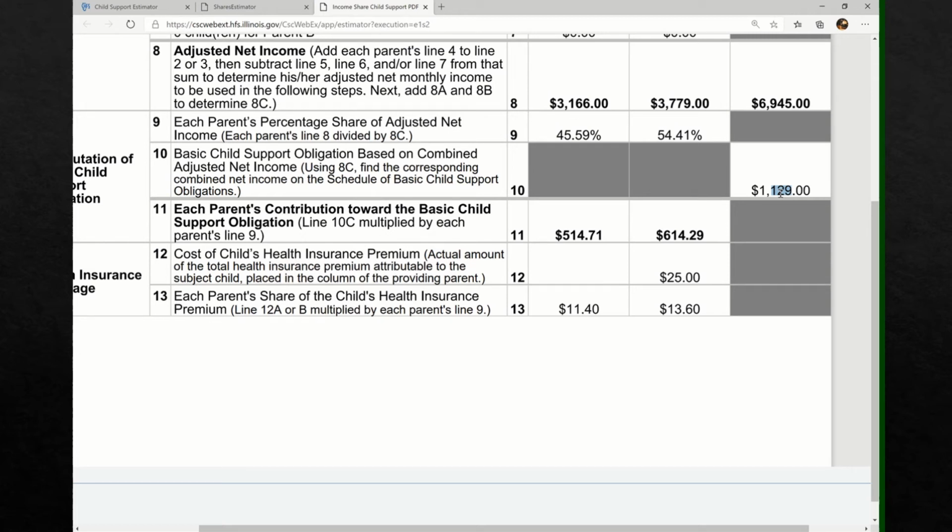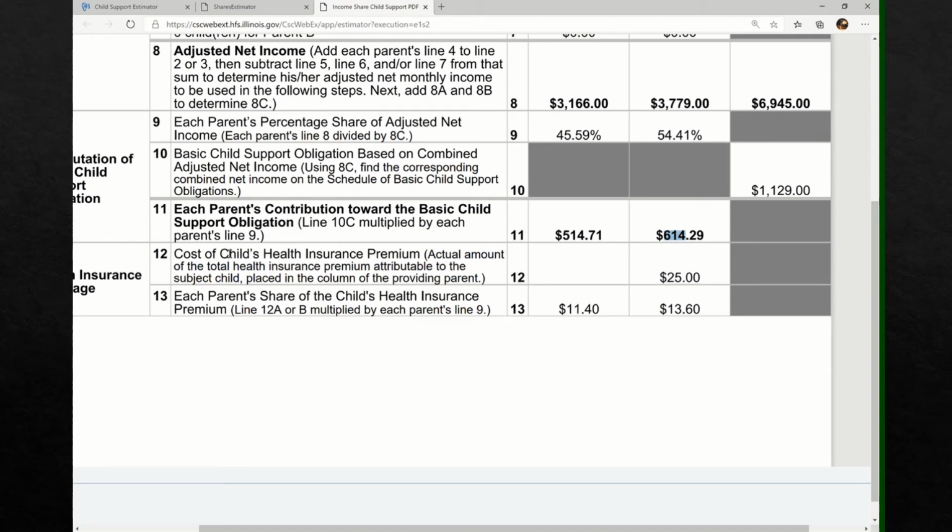And now this number is going to be split in these ratios, which means that parent A's obligation is 514.71 and parent B's obligation is 614.29. Sorry. This is the basic child support obligation. We haven't taken into consideration the other expenses yet, like daycare. This is just the basic necessary expense that is split. So these are the obligations of the two parents.